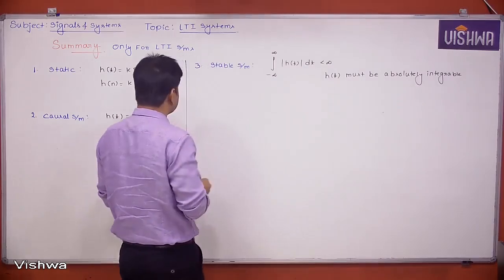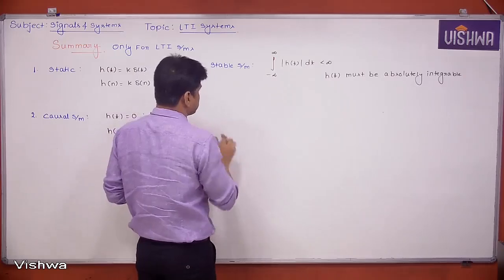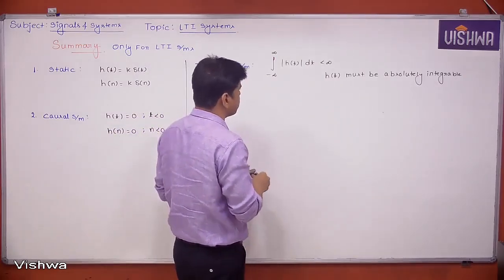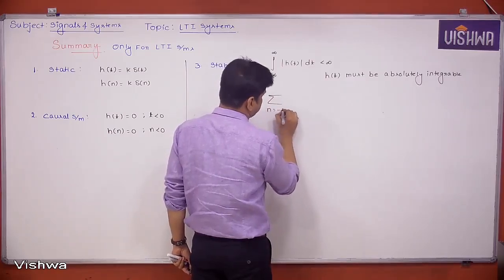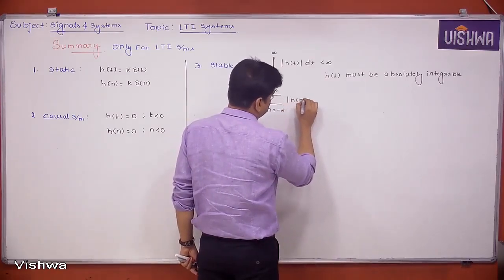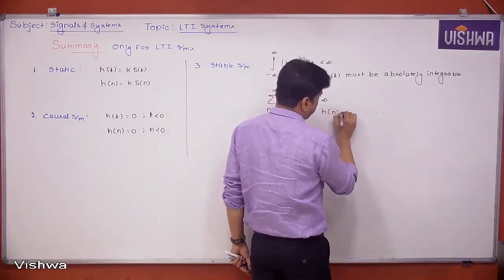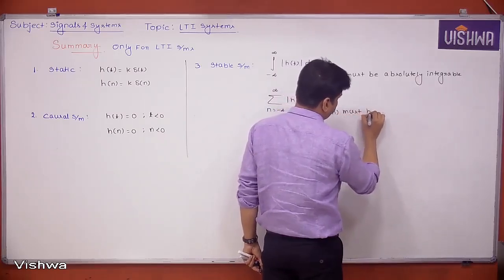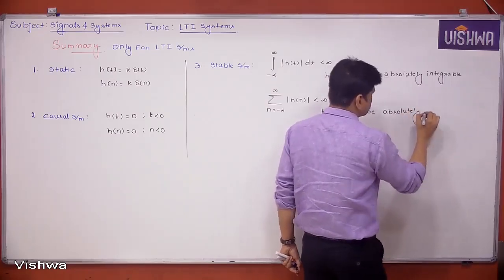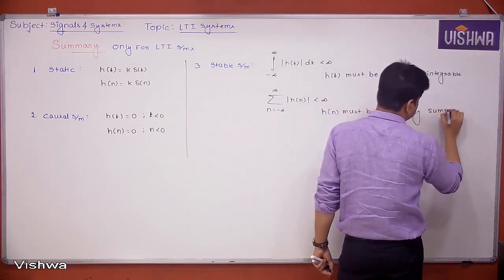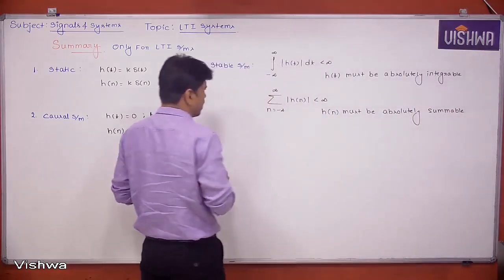For a discrete time case also we have to write summation n equal to minus infinity to infinity of mod h of n. This value must be less than infinity. That means h of n must be absolutely summable. That's the condition for a stable system.